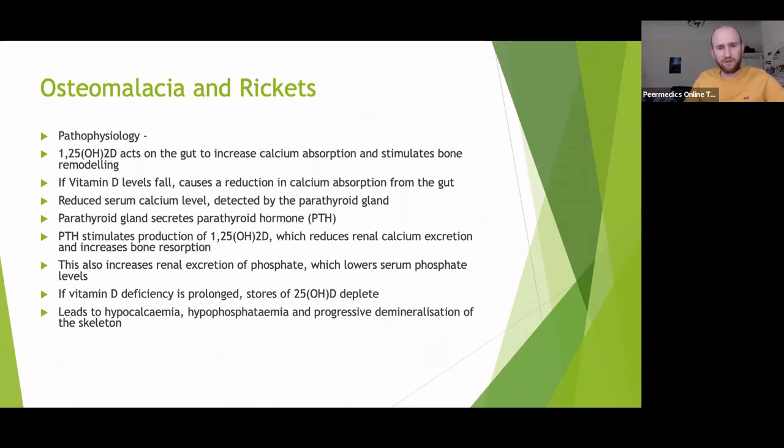So that increased bone resorption is where you start to get your fractures and things like that. If vitamin D deficiency is prolonged, then you get... so this isn't an acute disease. This has to go over a long time.